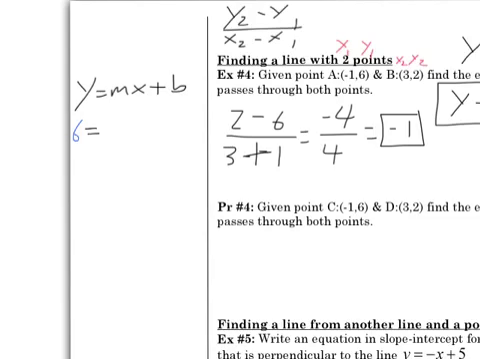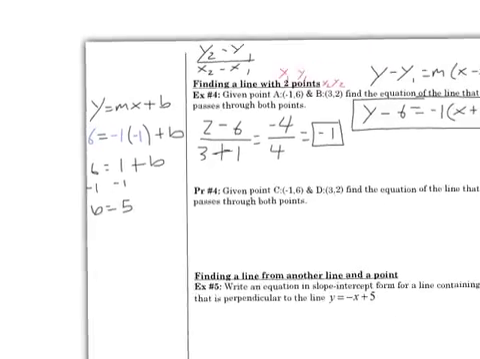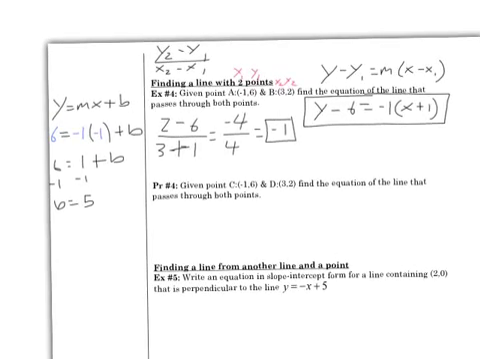Instead of an m, I'm going to put -1 because that's my slope. Instead of an x, I'm going to temporarily put my x value, which was also -1, and then plus b. So we get 6 equals -1 times -1 is 1, plus b, subtract 1, b equals 5. And so then I could write my equation as y equals -1x plus 5 for my b.